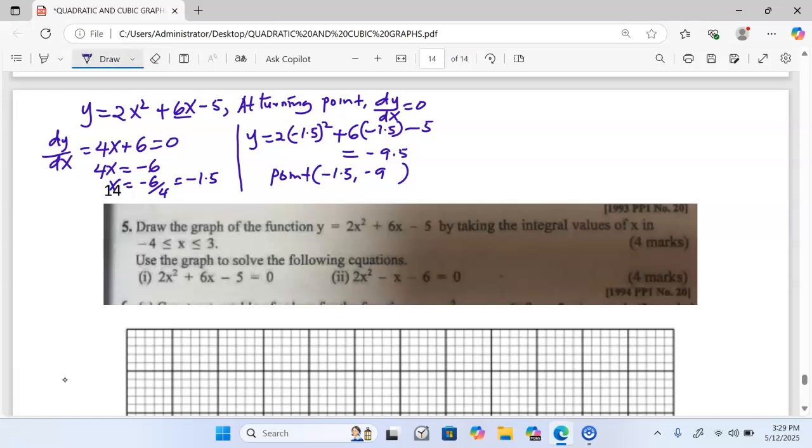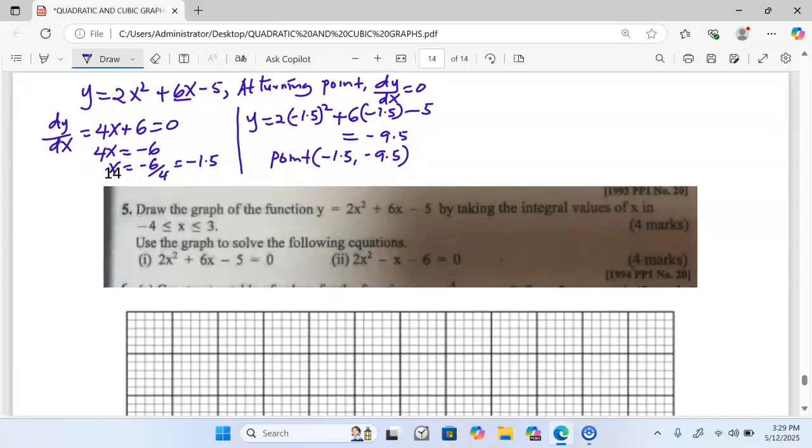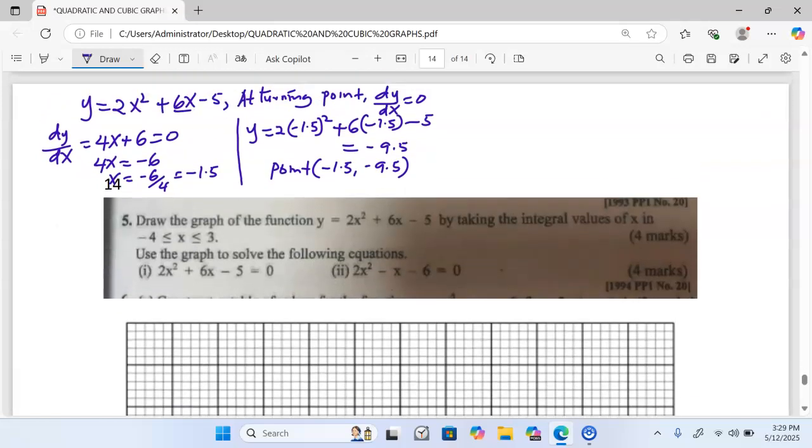It is not a must that you show the working, but when you are plotting your graph, you must clearly plot that turning point for you to earn a mark at that point. Once we have this, we now go and construct our table so that we can use the table in drawing our curve.